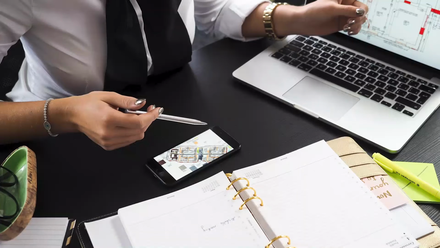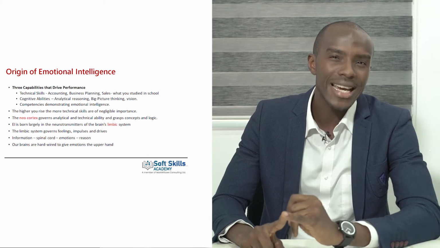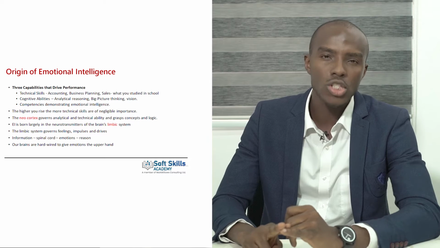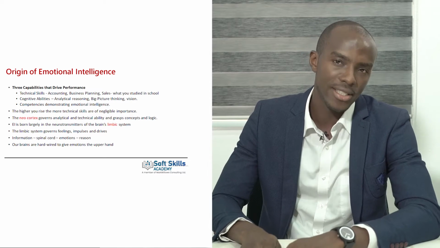But these two skills are not enough to make you competent and capable at your work and in life in general. There's a third element, and that element is what is known as what? Emotional intelligence. The first one again is what? Technical skills. The second one is what? Cognitive abilities. And the third one is what? Emotional intelligence.